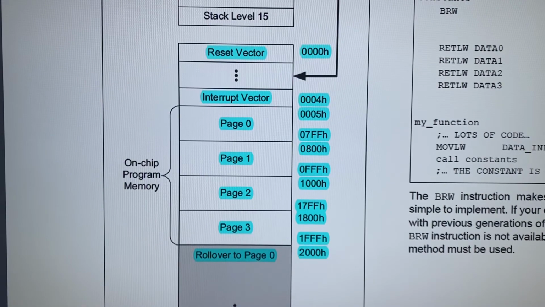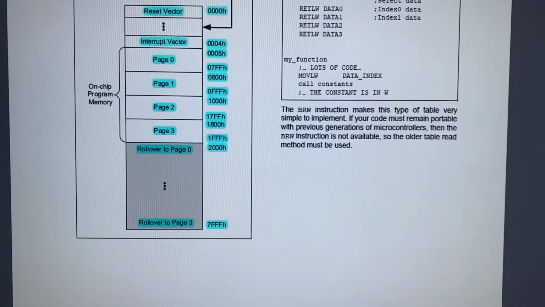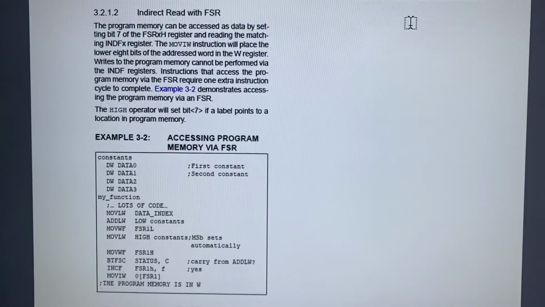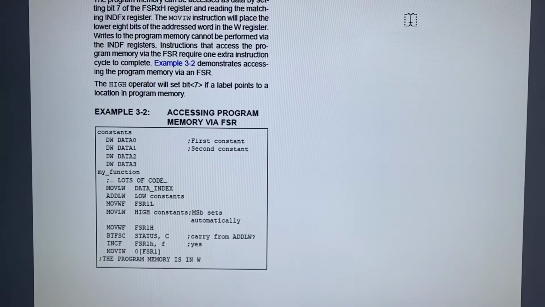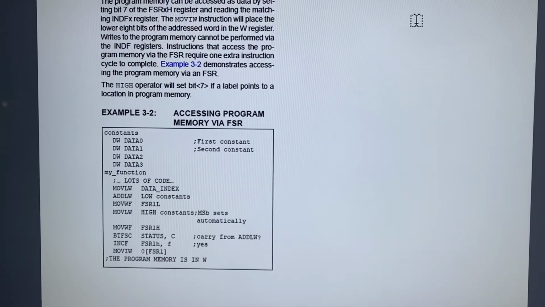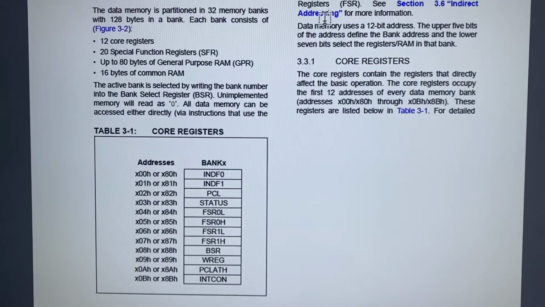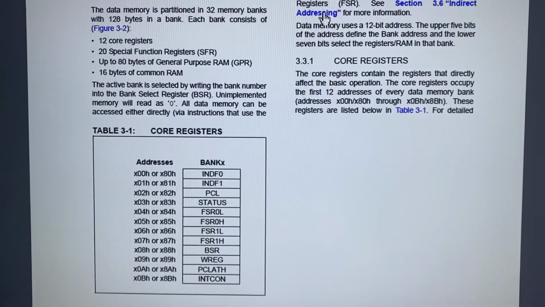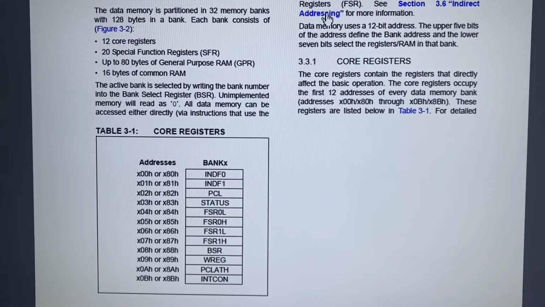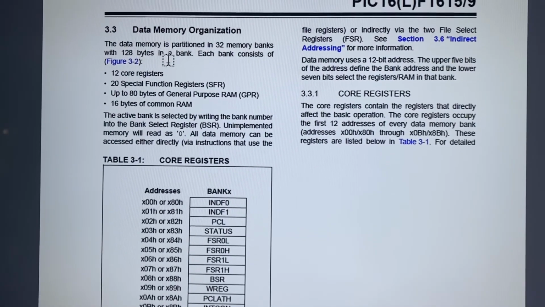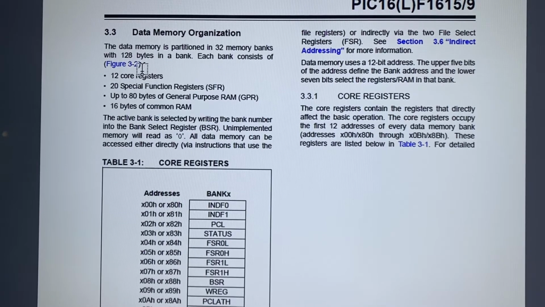So this is a way to store vectors of data, but we will see that in other applications. Okay, let me reduce the size of this. Now we will go to the file select register, but we first have to see the data memory organization. So the data memory is organized in 32 memory banks with 128 bytes in a bank.